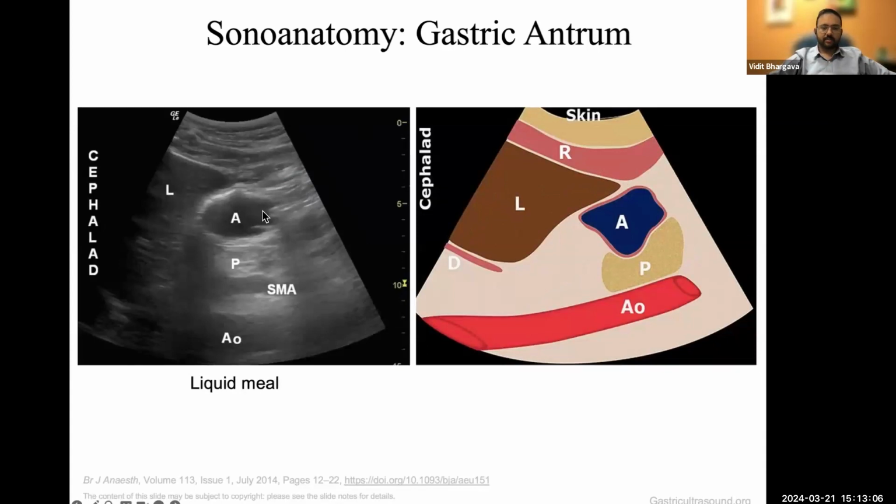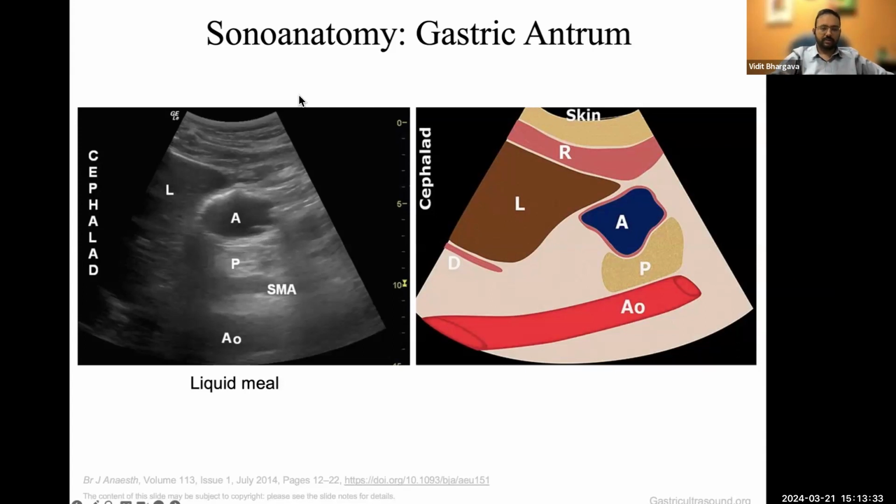This is what the gastric antrum looks like right after a liquid meal. My personal experience is generally that whenever there is a liquid or a solid meal, it's very easy still to see the anterior border of the stomach, but the posterior border of the stomach is rather hard to see and define clearly. What does help is if the patient is in right lateral decubitus position.